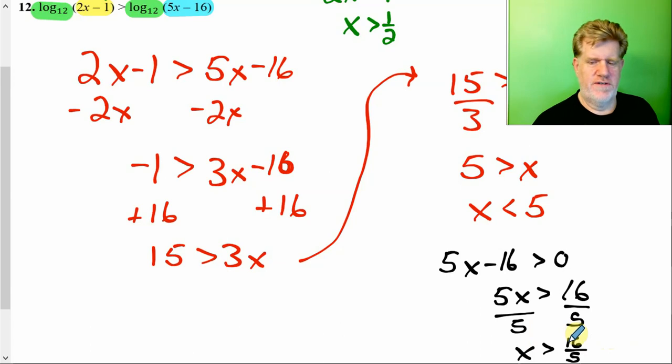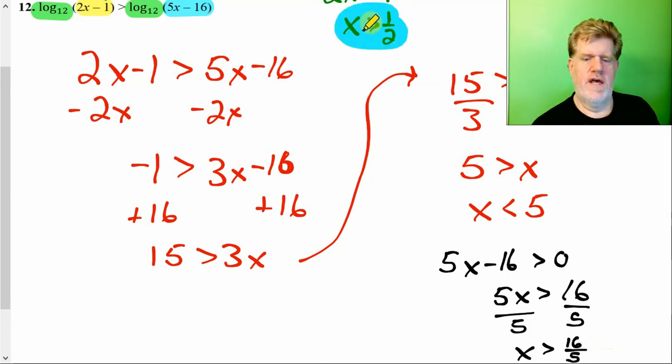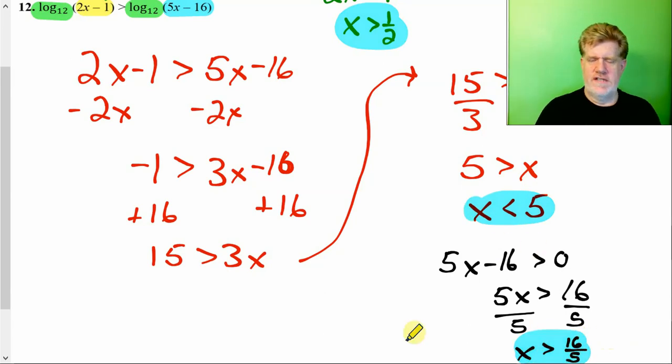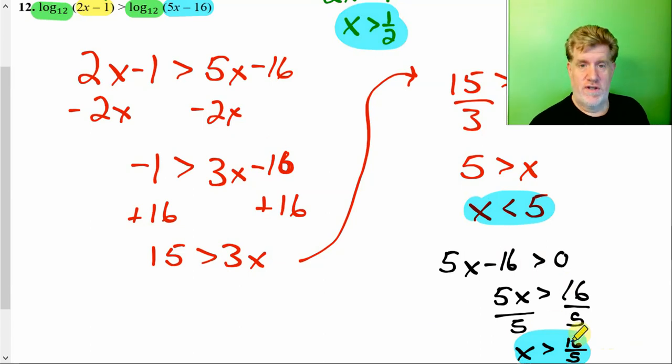So look at the three pieces of information I have to put together. X is bigger than 1/2. X is less than 5. But X also has to be bigger than 16/5. All three of these things must be true. So since I know this is a little bit more than 3, isn't this higher than this?